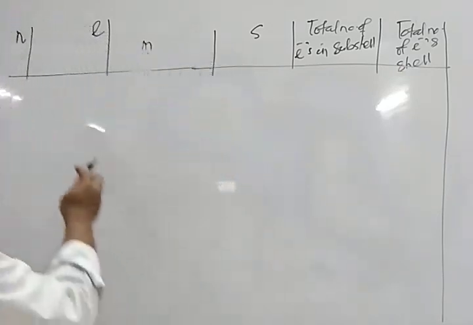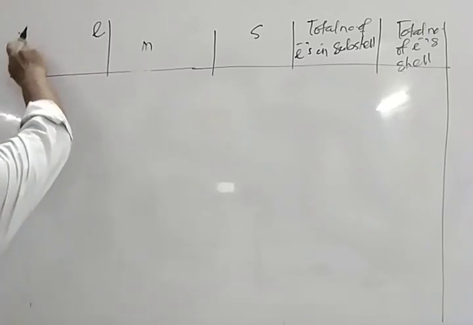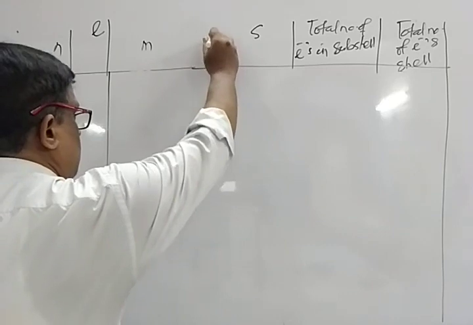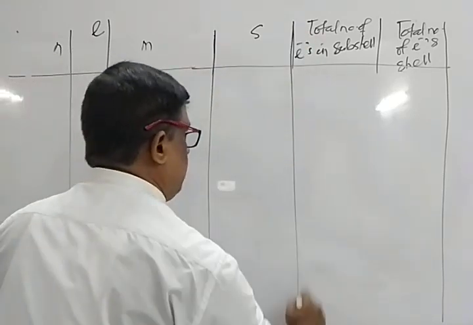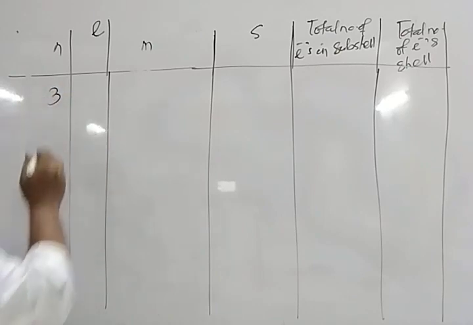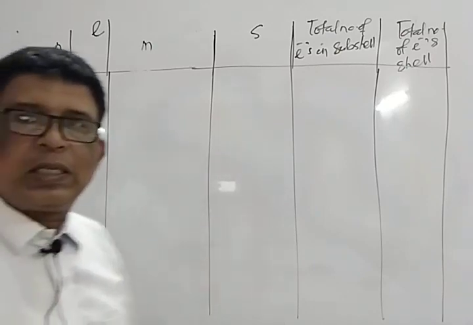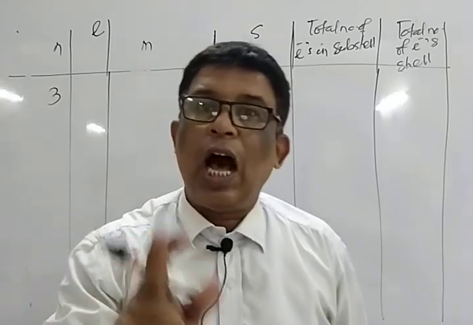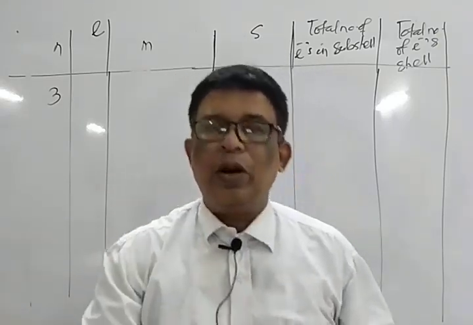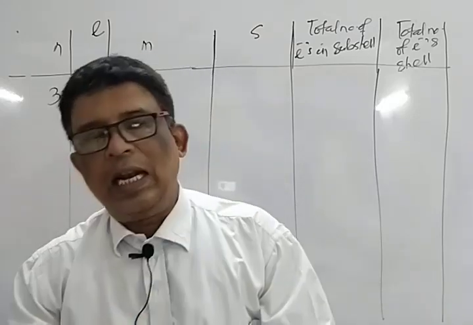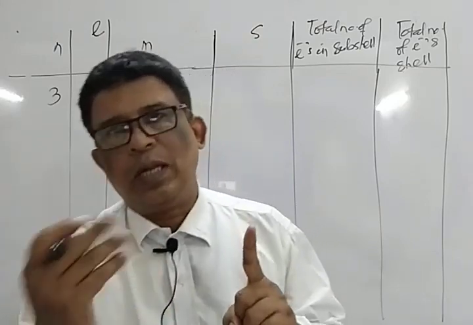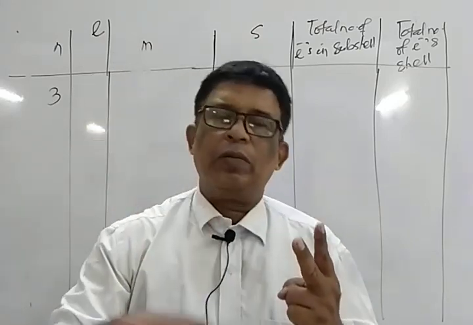Mark that. Here are the principal quantum number, azimuthal quantum number, magnetic quantum number, spin quantum number, subcell and cell. If n is equal to 3, that means the third cell. In the third cell, how many subcells are there? 3 subcells, because of the formula: the number of subcells in a cell is equal to n. It means in the first cell, the number of subcells is 1. In the second cell, the number of subcells is 2.